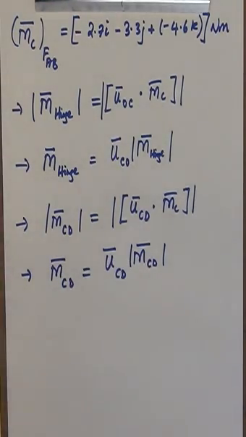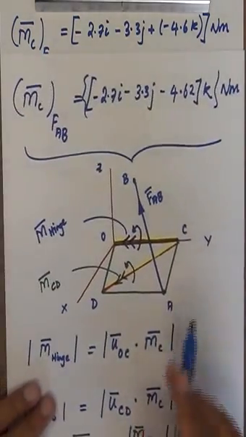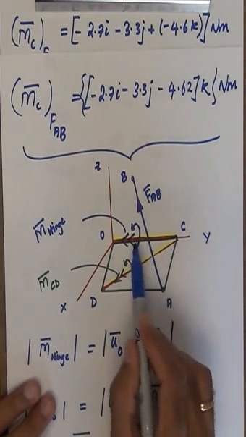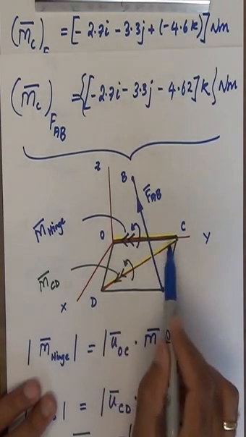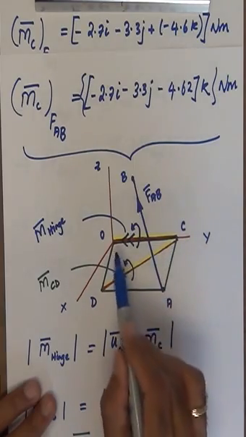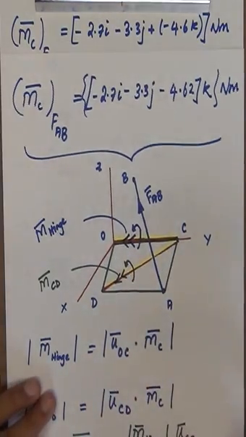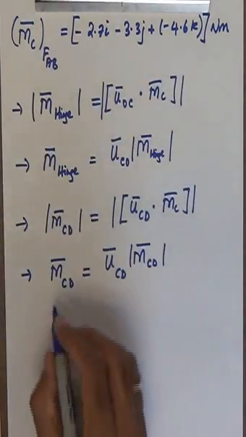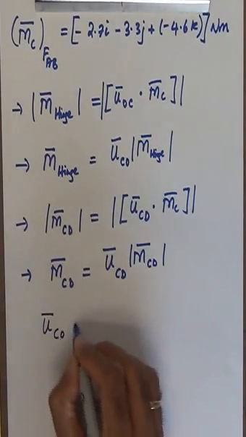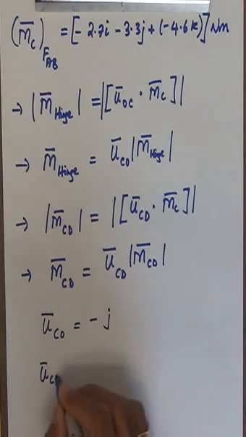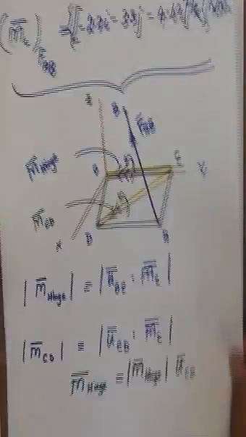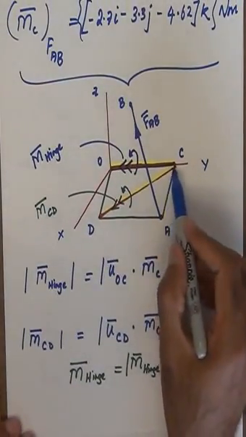So if we look back on here, I can have the unit vector along CO. You basically see that this is going to be in the negative y direction, because I'm going from point C to the point O rather than point O to the point C. So UCO is minus j. And then we have UCD. You see that we need the unit vector from C to D.